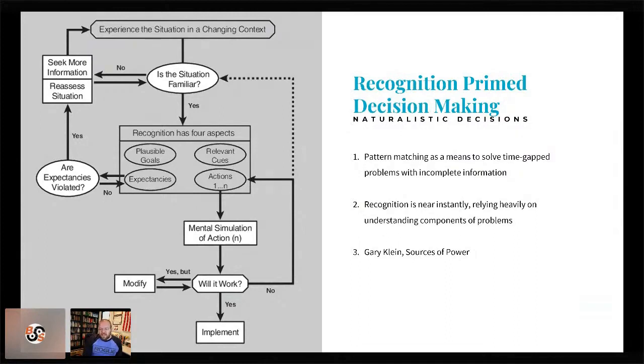Gary Klein and his team wrote about this in a book called Sources of Power, about the exercise they underwent to try to help the military learn how to make decisions better. Knowing that the problem was time gapped and had incomplete information, they took a look at people who had a lot of experience with this already. They went to firemen, nurses, and chess players, and looked at how they solved problems to understand what was going on in front of them.